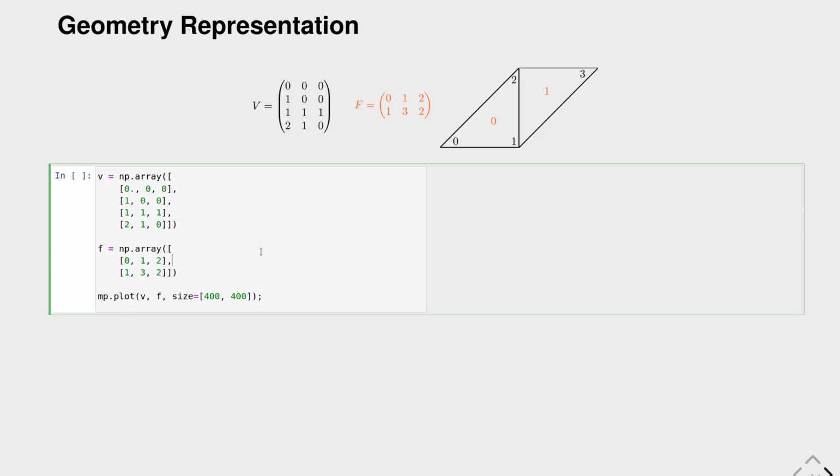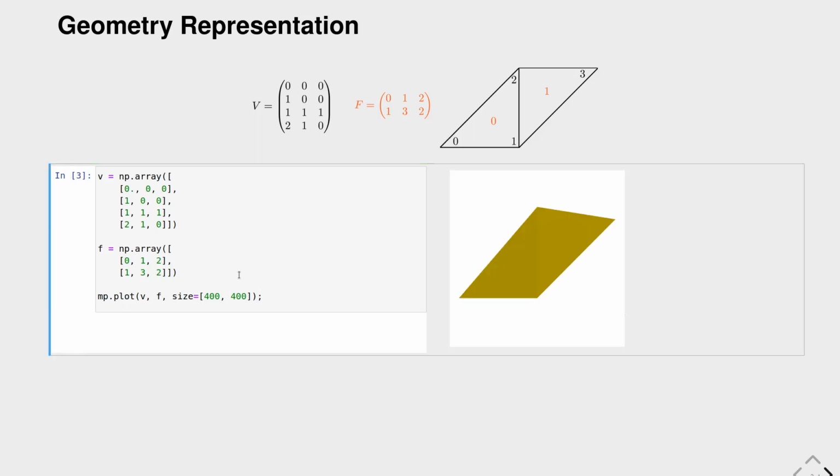So once we define the vertices and the triangles, we can directly plot them with meshplot. For this we call the plot function of meshplot and just hand in the vertex array v and the face index array f. Here I'm also setting the size of our viewer. So meshplot opens this viewer inside the Jupyter notebook, and you can parameterize this, for example, by setting the size of the output window.